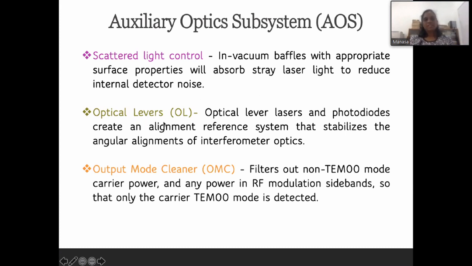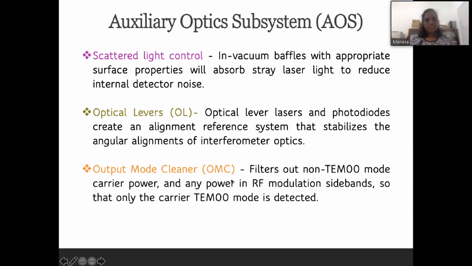The other system that is used for monitoring the alignment of the detector is the optical lever. The optical lever provides a reference and also stabilizes the angular alignment of the optic. What it basically is, is a fiber-coupled helium-neon laser that falls on the surface of the optic and gets reflected to a quadrant photodiode. Depending on the position of the reflected light on the photodiode, you will be able to track the angular alignment of the optic and use a control loop to stabilize it.